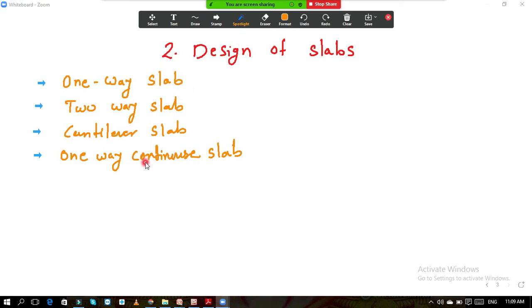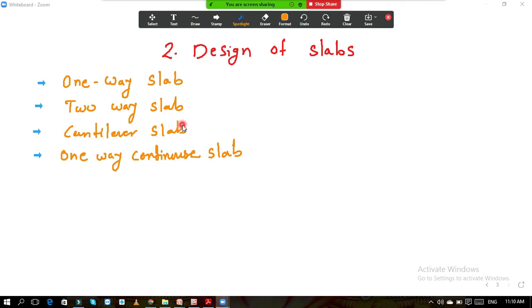In the examination, if it is not online and it is decided that it is offline, then 100% one question will be there. In the online examination also, many MCQs regarding this will be there. Design of slab: one way slab, two way slab, cantilever slab, and one way continuous slab. These four slabs we are going to design. Now we will see one by one what is the meaning of these slabs.